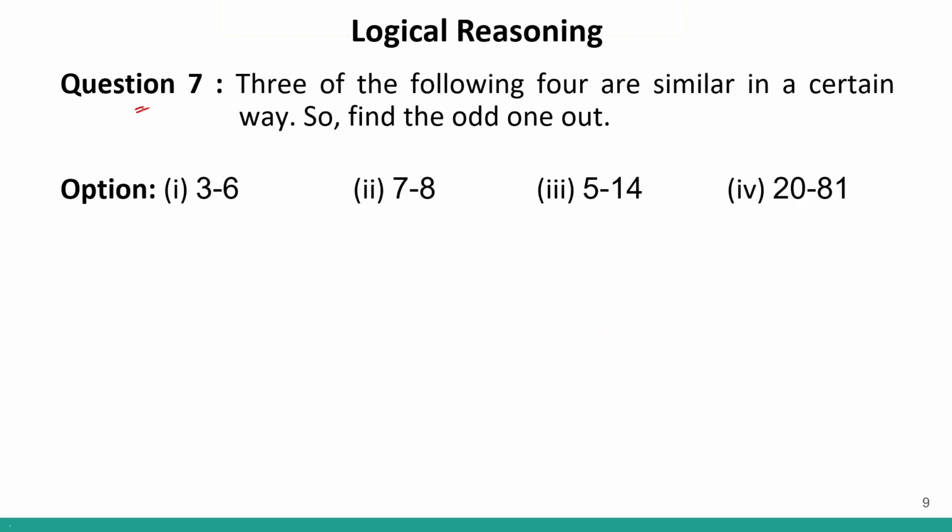Question number 7. Question number 7, I can see 3, 6, 7, 8, 5, 14 and 20 and 81. So over here, 3 is a prime number. Correct? 7 is a prime number. 5 is a prime number. Correct? And if I look at 6, this is an even number. 8 is an even number and 14 is an even number. So 6, 8, 14 were even numbers, and the first numbers, 3, 7 and 5, were prime numbers.